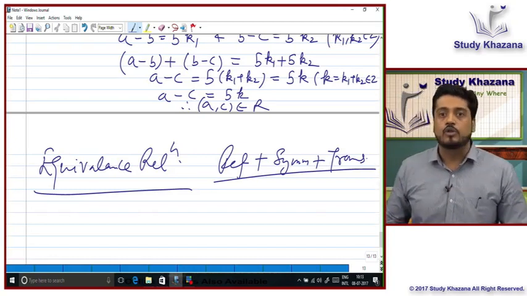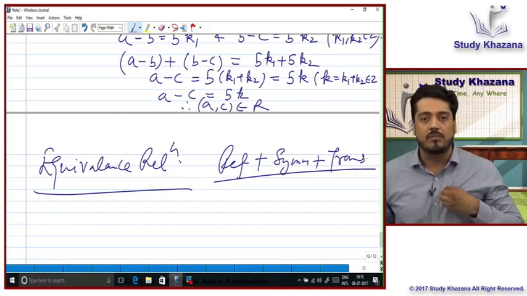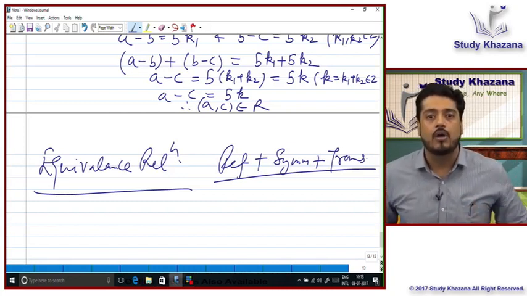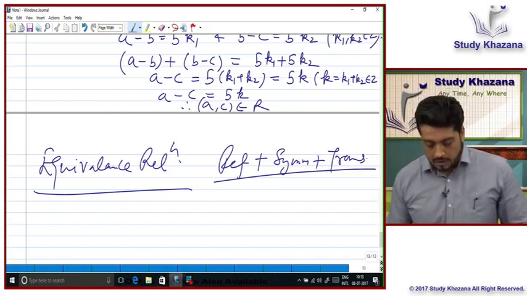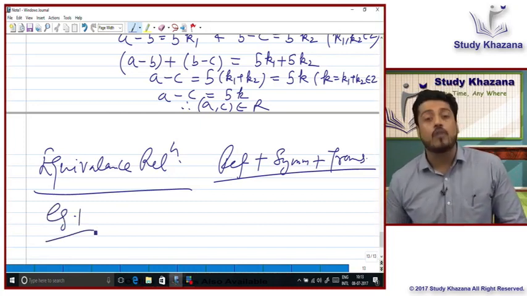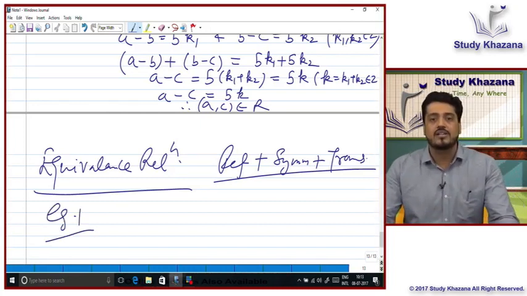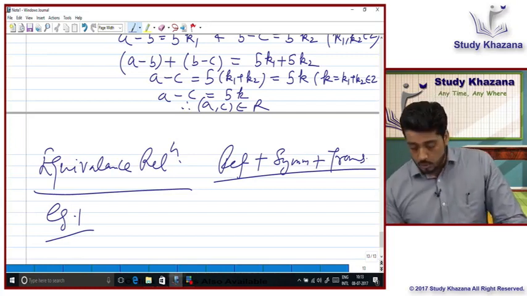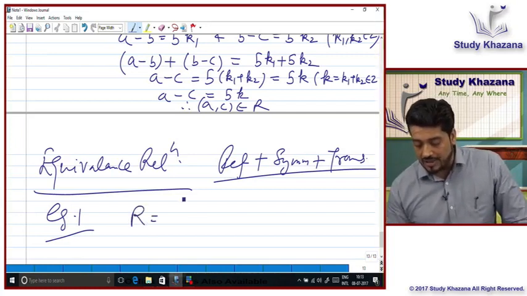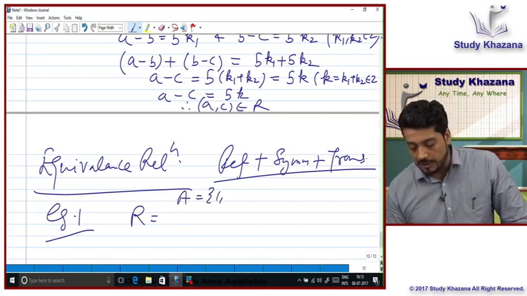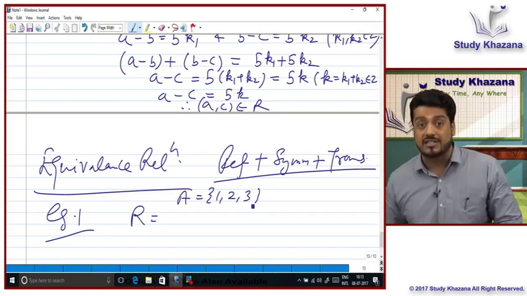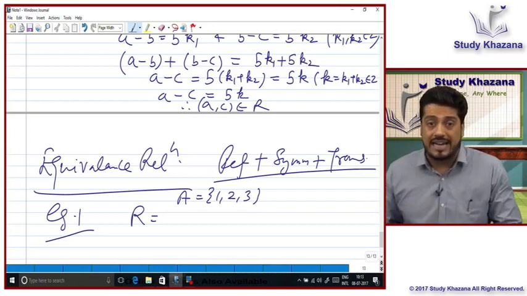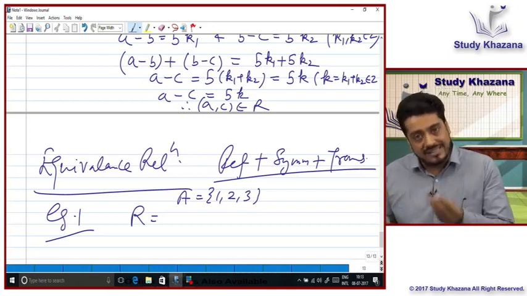So the first question generally asked in the board exam for 1 mark is: give an example of an equivalence relation. The first question which can be of 1 mark, and this question may be asked in your board exam, is to give an example of an equivalence relation. So the easiest equivalence relation: let us take A equal to {1, 2, 3}. You must define the set first, because the relation is always on a set. So you must define what set you are taking.